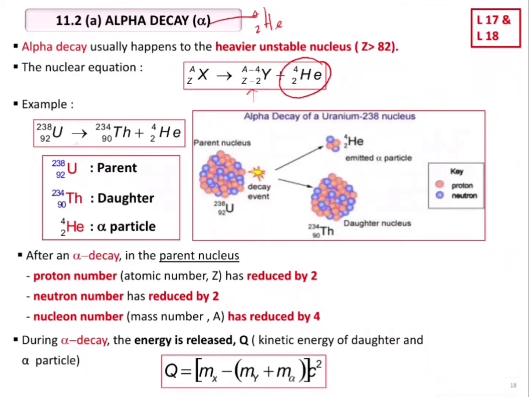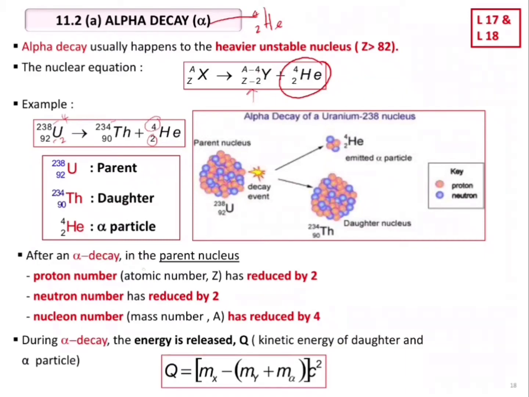Okay, so for example, uranium-238-92 undergoes alpha decay and produces thorium-234-90. The other product becomes helium, 4-2. Here we subtract 4 and subtract 2. So 238 minus 4 gives 234, and 92 minus 2 gives 90. This is the new daughter. We call it the daughter, 234 thorium.